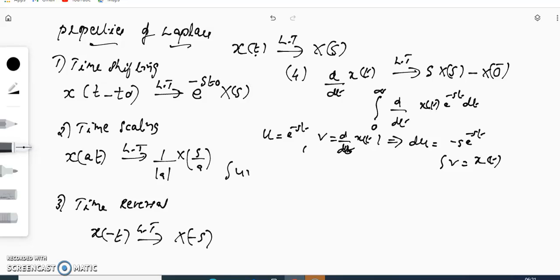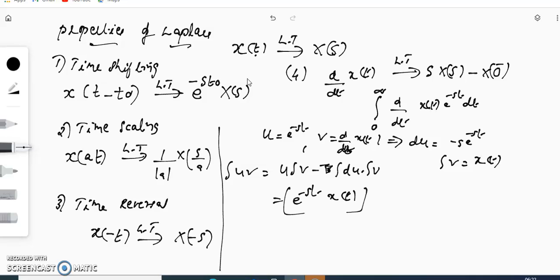And what is integral of uv? Integral of uv is u integral v minus integral of du into integral v. So substitute the values. u is e raised to minus st, integral v is x of t. You have to give the limit there, which is 0 to infinity, minus integral 0 to infinity of du, which is minus s into e raised to minus st, into x of t dt.